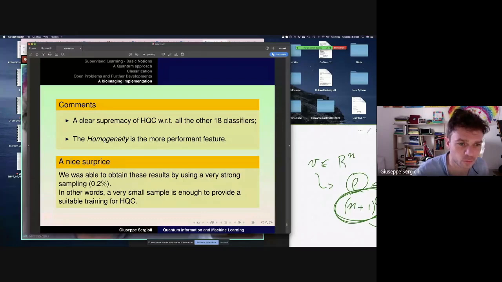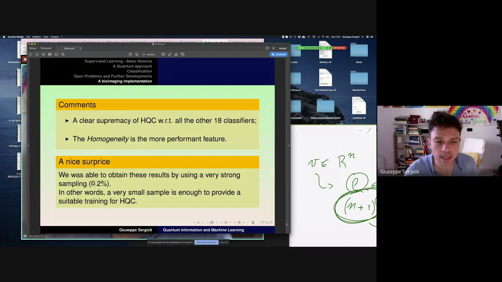A nice surprise that we also have is that we can obtain this by making a very strong sampling from the initial data set. We verified that by taking only 0.2% of the initial data set, it is enough to have a very good training for our Helstrom quantum classifier. It is very important because having a small sample allows us to increase the number of copies by using our small server. Because we are using a small server, but it was possible to obtain the result that I showed.